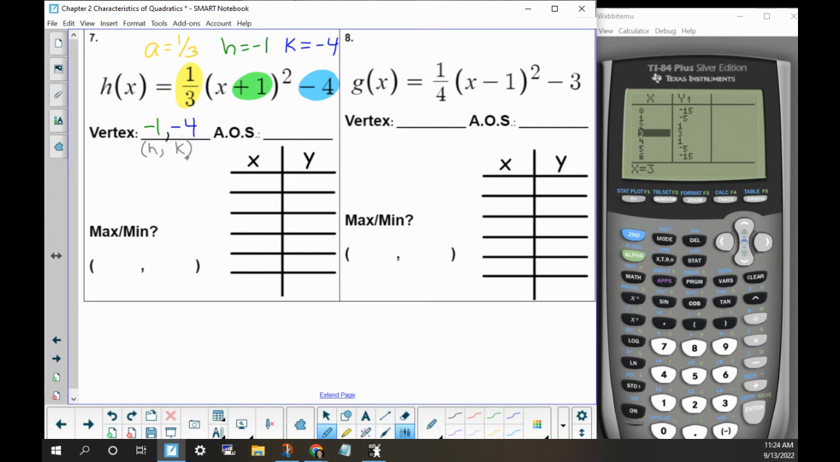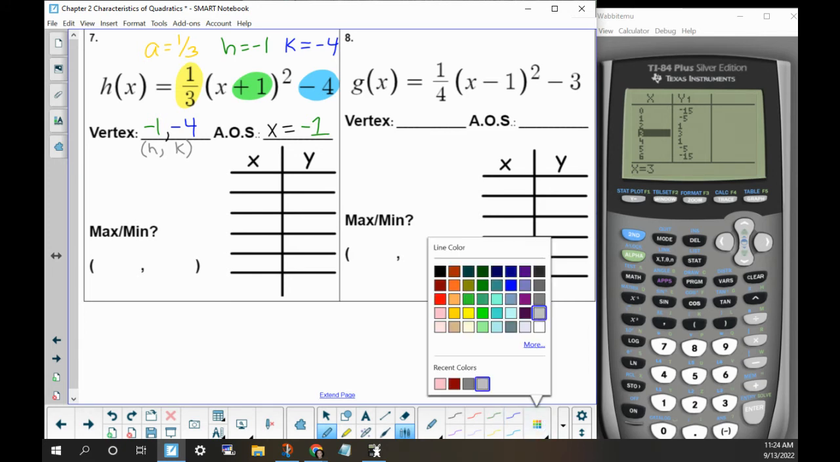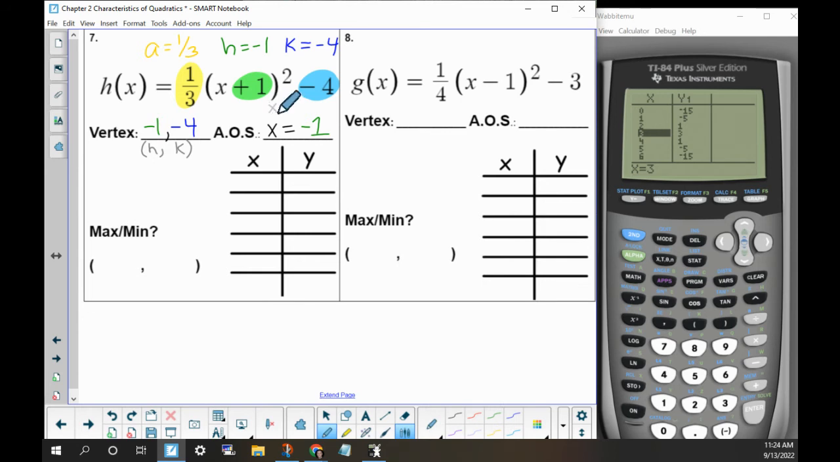All right, and then my axis of symmetry is x equals what letter? -1, my H, which is -1. That is x equals H. A value, positive or negative? Positive. Maximum or minimum? Minimum. Remember, if it's minimum, it's going to make a U shape, right?